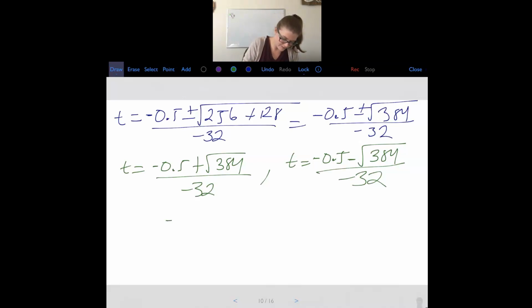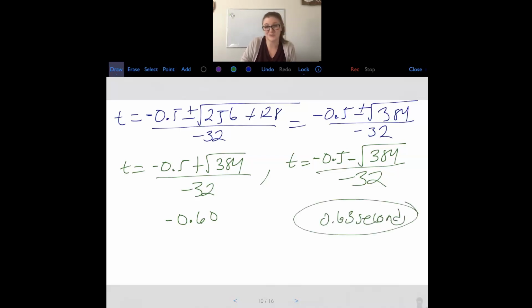And for the first one, this becomes negative 0.60, and for the second one, this is 0.63. Okay, so again, we'll take the positive one because that's what makes sense in our context. So in less than a second, she'll reach the ground and she can continue her run onto the door.